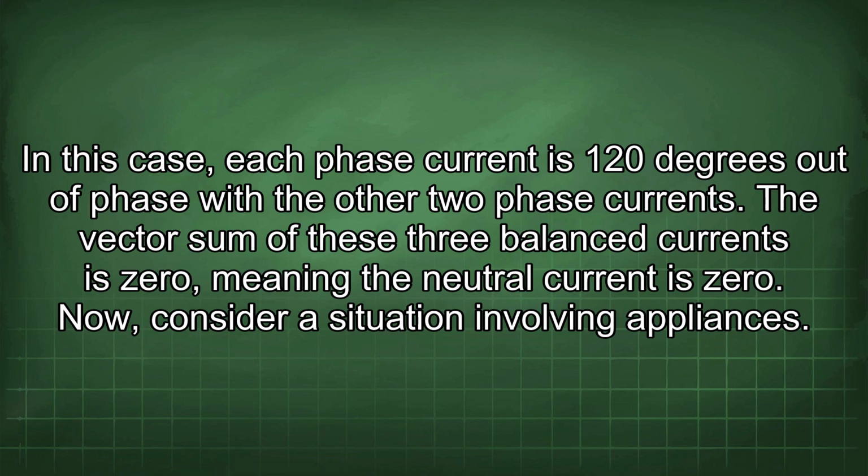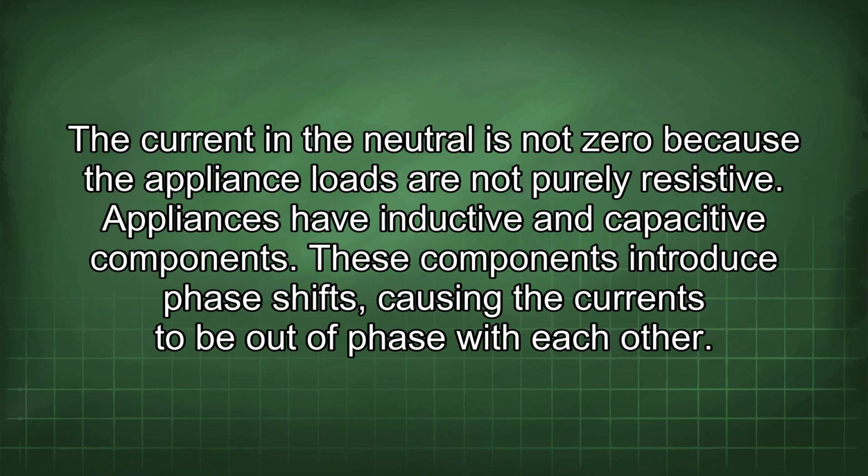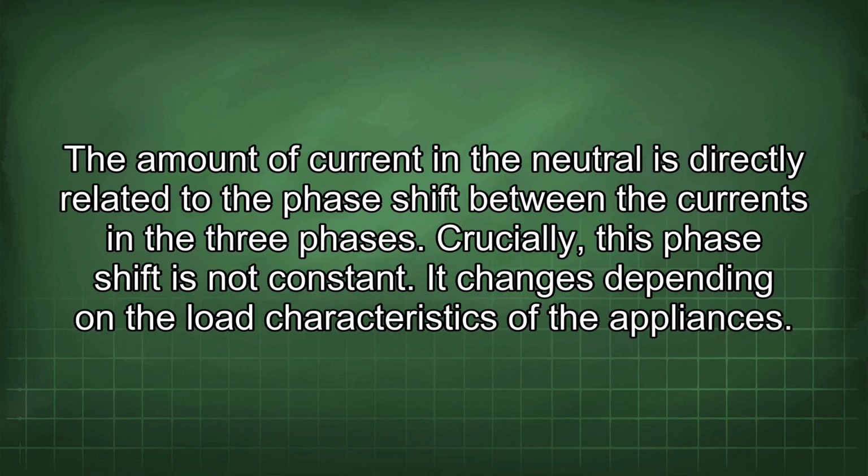Now consider a situation involving appliances. The current in the neutral is not zero because the appliance loads are not purely resistive. Appliances have inductive and capacitive components. These components introduce phase shifts, causing the currents to be out of phase with each other. The amount of current in the neutral is directly related to the phase shift between the currents in the three phases. Crucially, this phase shift is not constant. It changes depending on the load characteristics of the appliances.